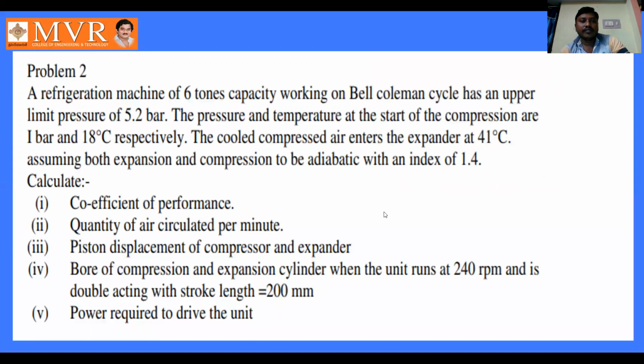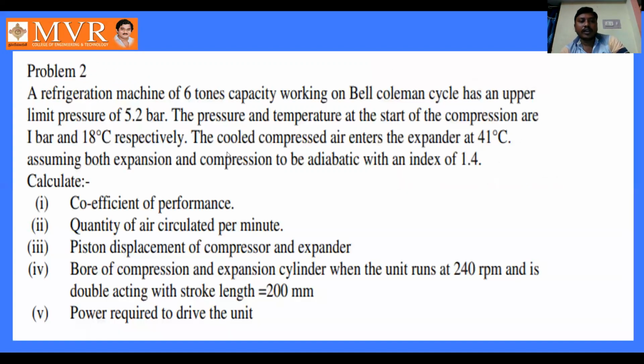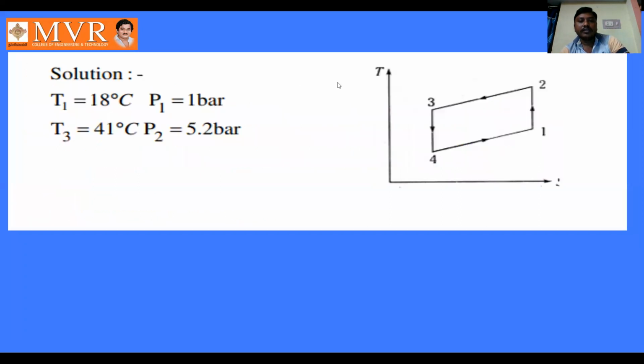In the problem itself, it says that the pressure and temperature at the start of the compression are 1 bar and 18 degrees Celsius. So we have taken T1 equal to 18 degrees Celsius and P1 equal to 1 bar. And the cooled compressed air enters the expander, meaning when the air is entering into the expander, 3 to 4 is the expander process. When the air is entering into the expander, the temperature has been given as 41 degrees Celsius.